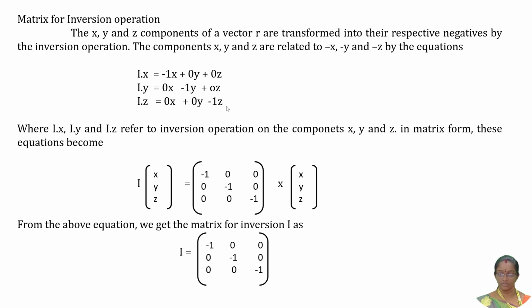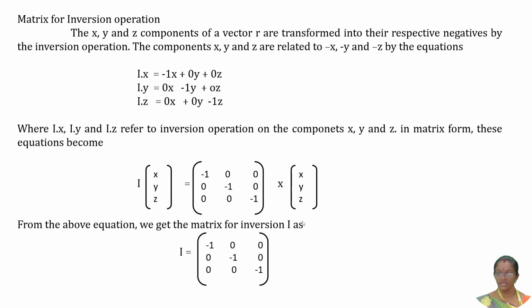In matrix form, these equations can be written as I of the column matrix x, y, z is equal to the matrix minus 1 0 0, 0 minus 1 0, 0 0 minus 1 multiplied by x, y, z. By comparing this, the inversion matrix I is equal to minus 1 0 0, 0 minus 1 0, 0 0 minus 1.